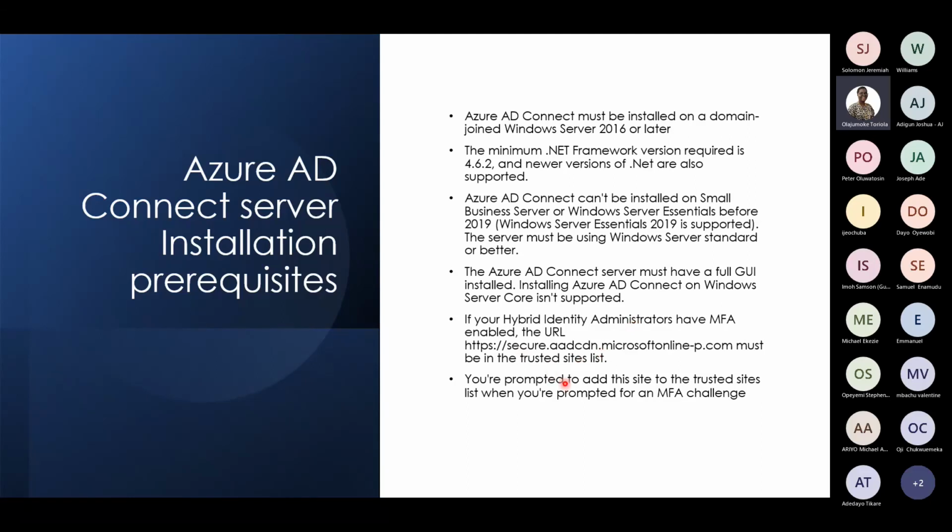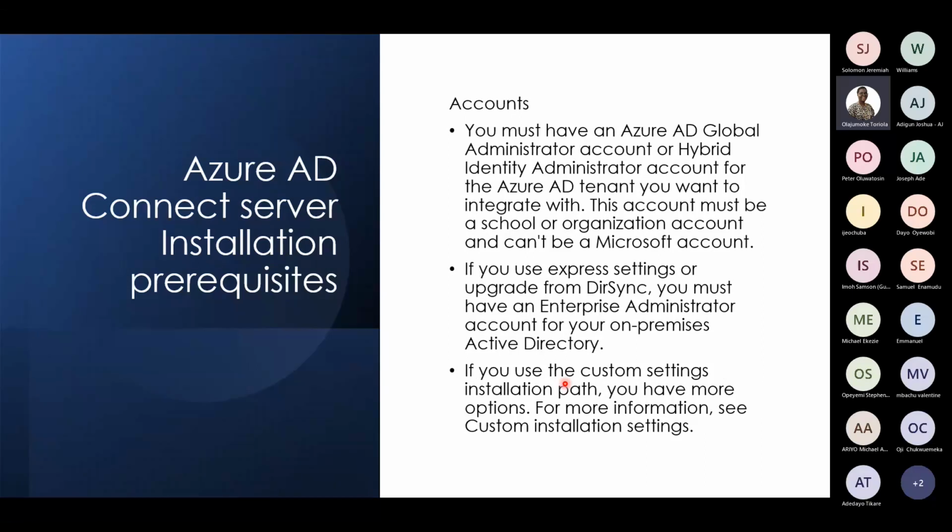Finally, in terms of accounts, you have to have an Azure AD Global Administrator account or Hybrid Identity Administrator account to be able to run Azure AD Connect. And if you are using Express settings or you want to upgrade from Directory Sync, you must have what? An Enterprise Administrator account. If you're using custom settings installation, you have more options. So these are the things you need to bear in mind before you install AD Connect.